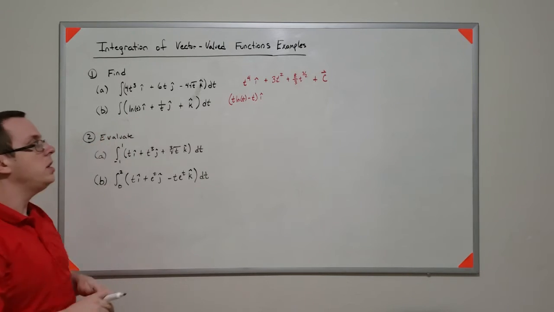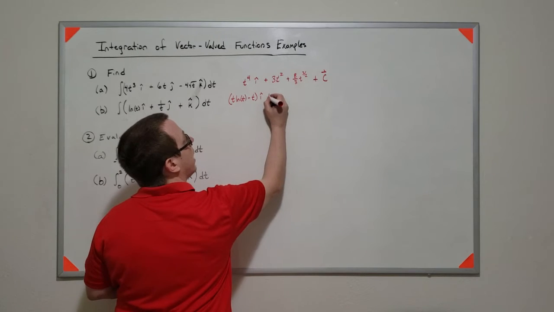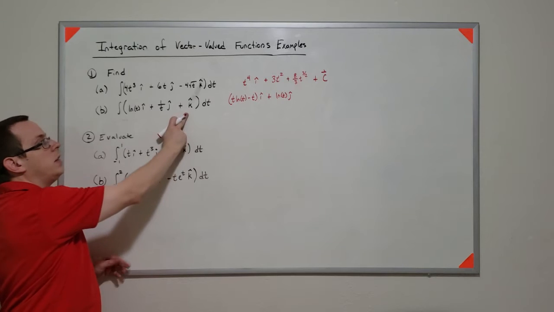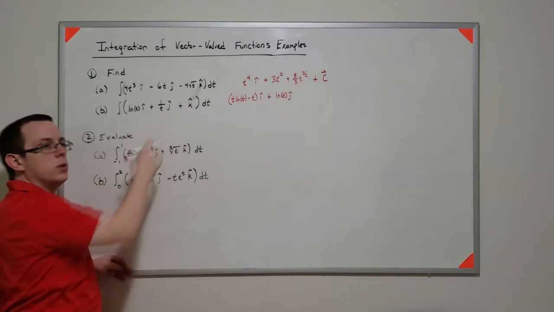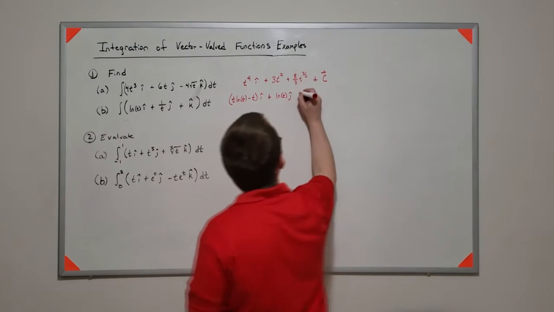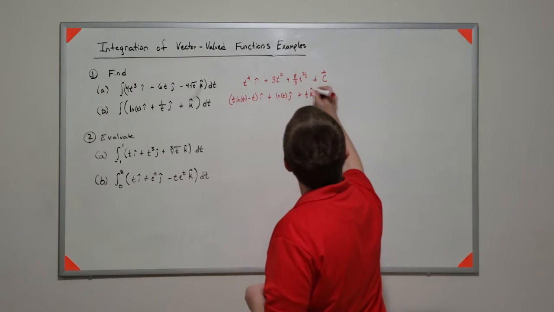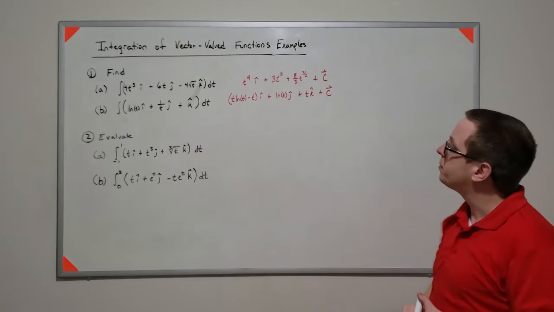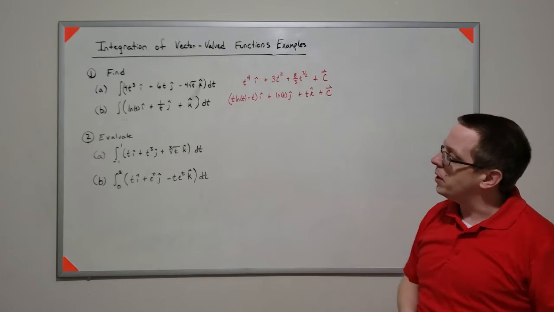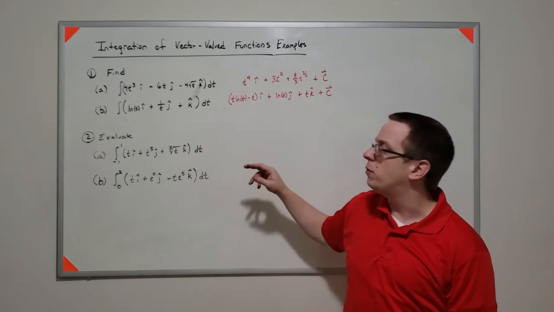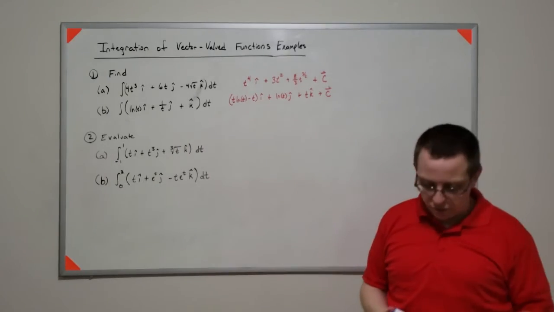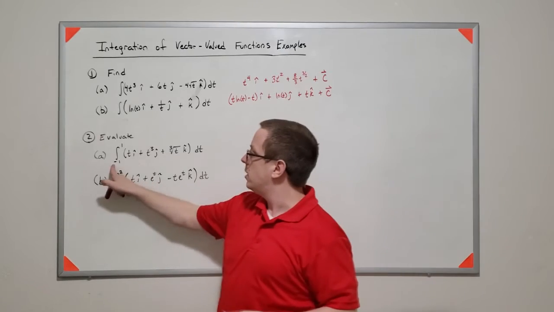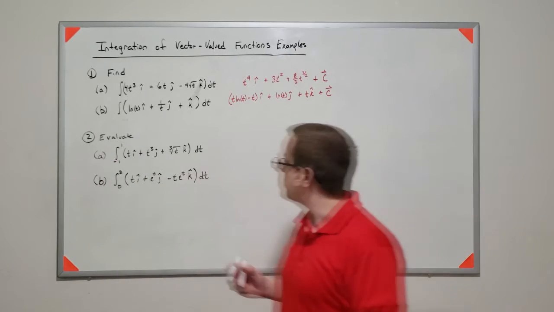So 1 over t, recall that antiderives to natural log of t. And that's just k, so that's just a 1, so the antiderivative of 1 is t. And we have our constant. So those are our two answers there. Let's do the same idea, but for definite integrals. Now remember, we just need to find the antiderivatives and evaluate at the limits.